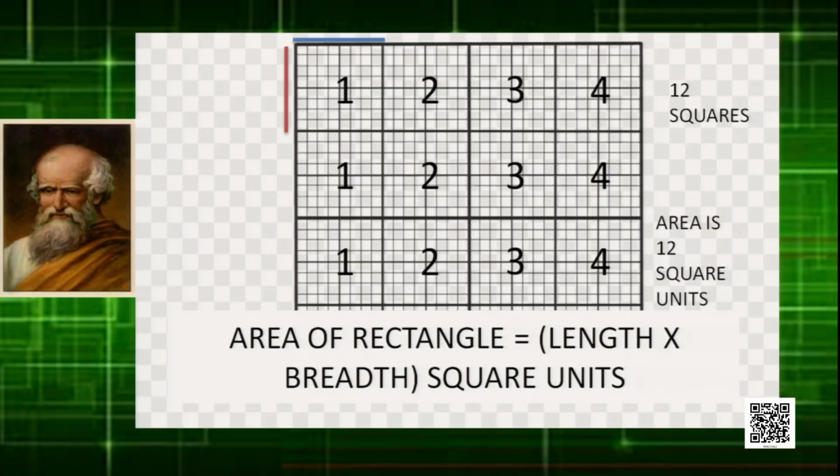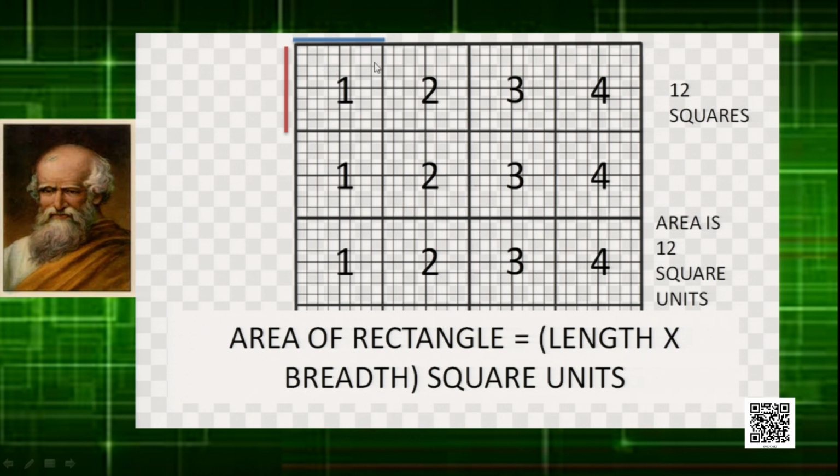Let's have a look at a rectangle. Here in this figure we have a rectangle. Why is it a rectangle? Because lengthwise it is 4 units, and breadthwise it is 3 units. So, how many small unit squares are accommodated in it? You see, in the first row 4, in the second row 4 squares, and in the third row also 4 squares, in total 12 squares. So, we can say that the area is 12 square units.